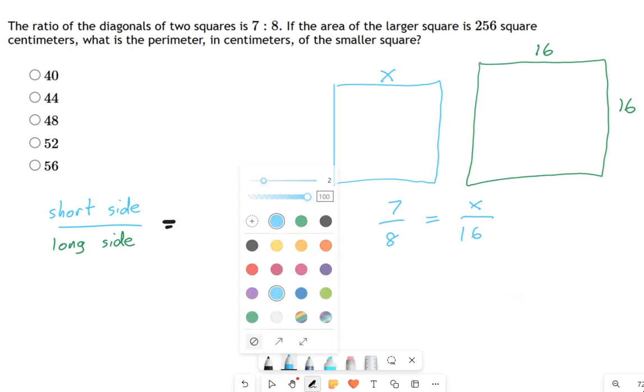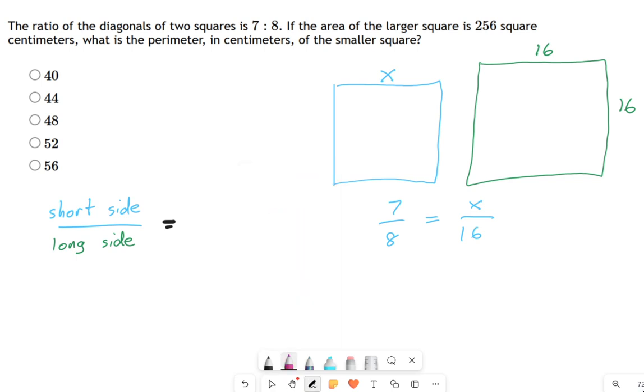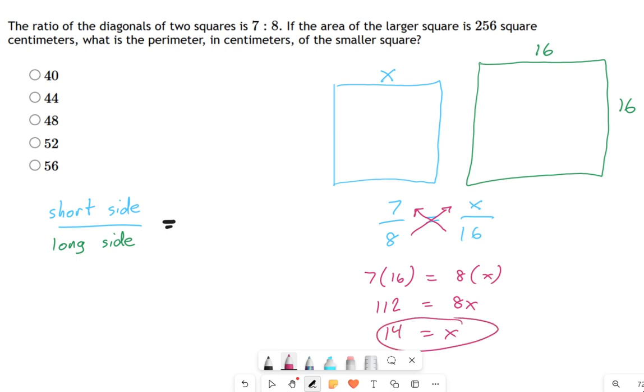Or you could do a little cross multiplying, which people like. People like to mess this up, is what they like. You cross multiply, so you get 7 times 16 equals 8 times x. Now, offhand, I don't happen to know what 7 times 16 is, but there we go, 112 equals 8x, and that means x equals, voila, 14. Okay, so x is 14.